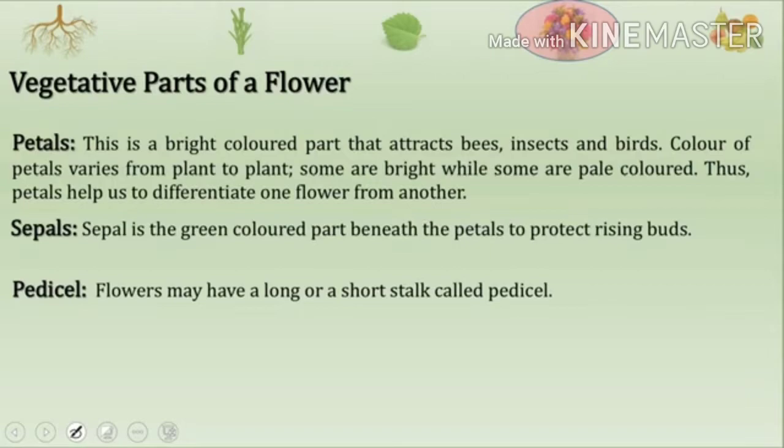Second part, sepals. Sepals are the green colored part beneath the petals that protect the rising bud. Okay, so the next point is the pedicel. A flower may have a long or a short stalk called the pedicel.